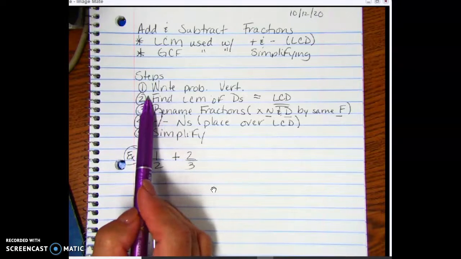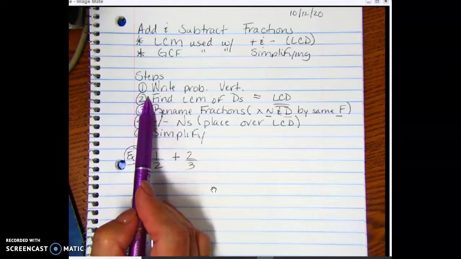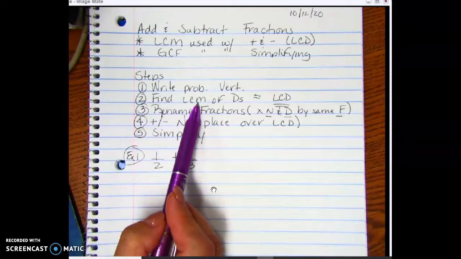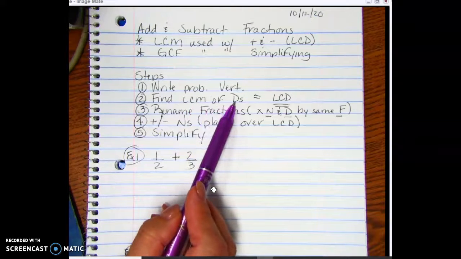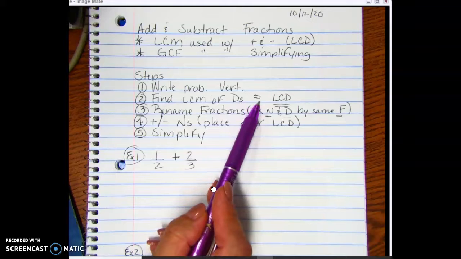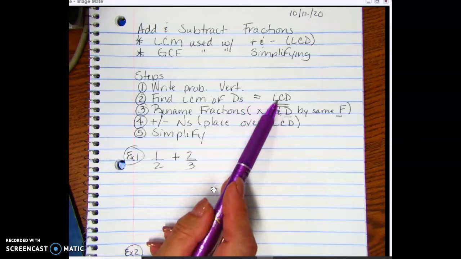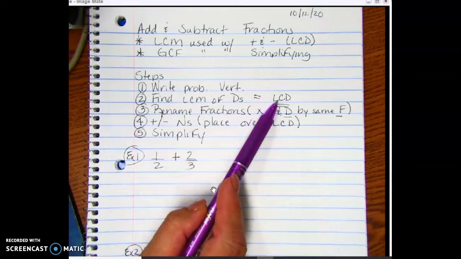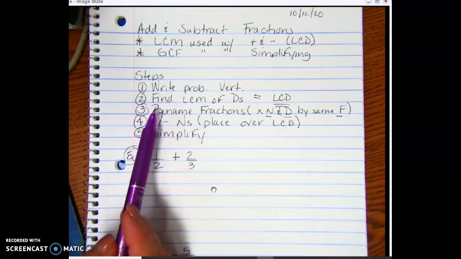So step one is my personal favorite. Write your problem vertically. This way there's no error. Okay, it makes it easier. Step two, find the least common multiple of your denominators, which from here on out will be referenced as the least common denominator. Remember, LCM, LCD. Okay, it's going to be interchangeable.